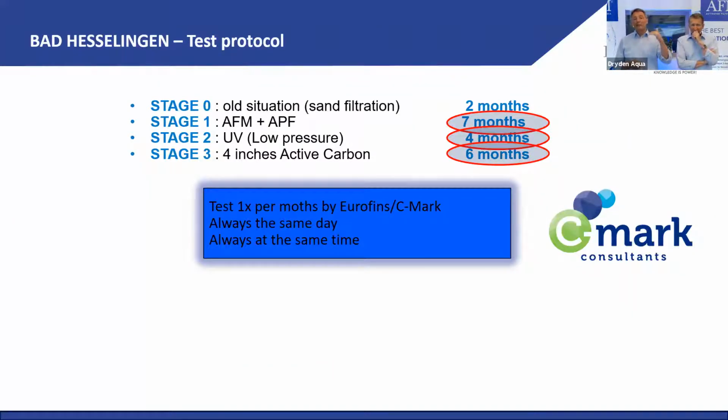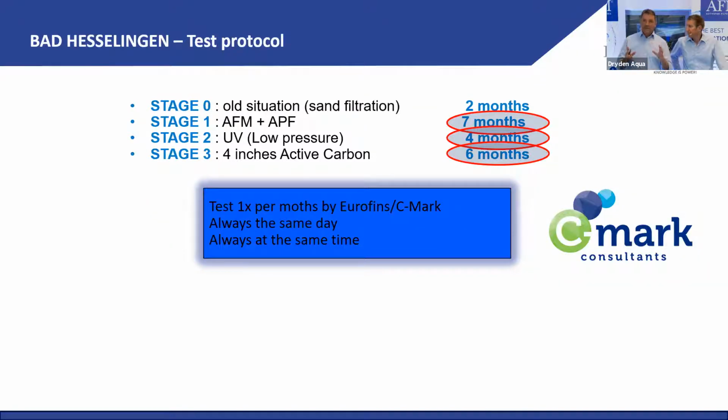Then we added a UV. In this case, I apologize, it was not medium pressure, it was low pressure. And you see then the results. Again, low pressure works with organochloramine, doesn't work with inorganic. And then stage number 3, we had the 4 inches of activated carbon layer.